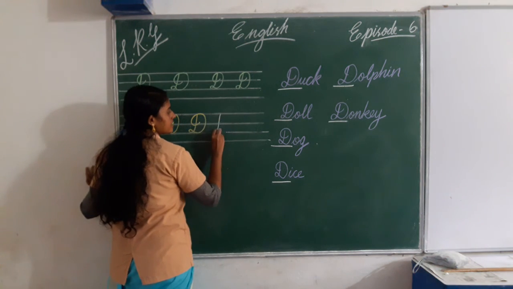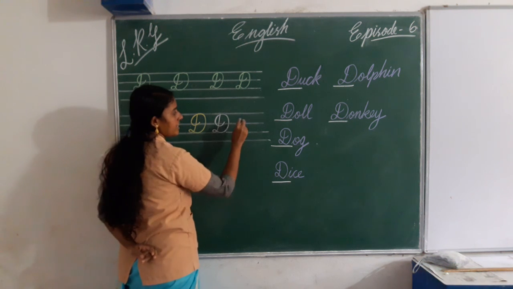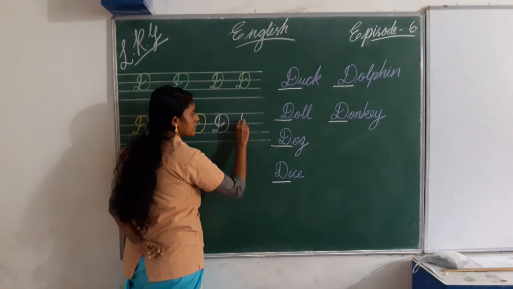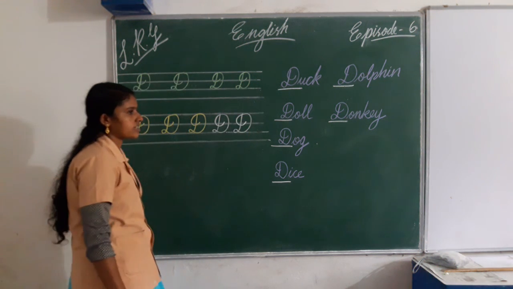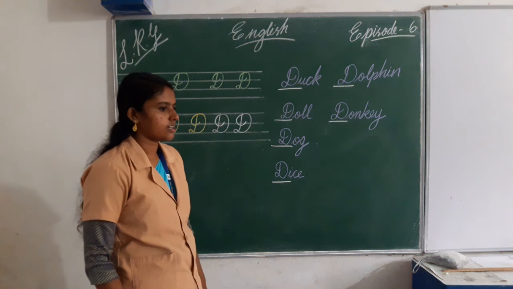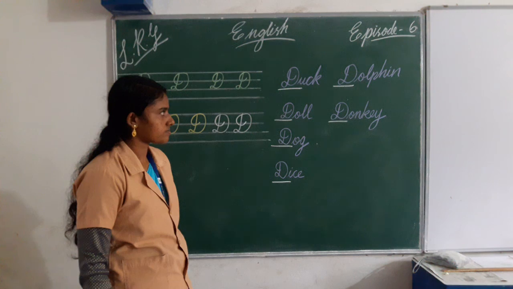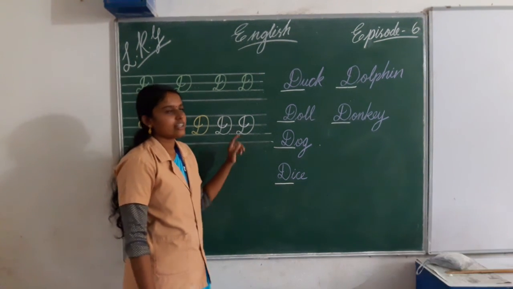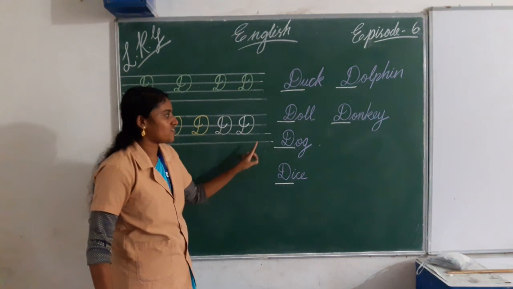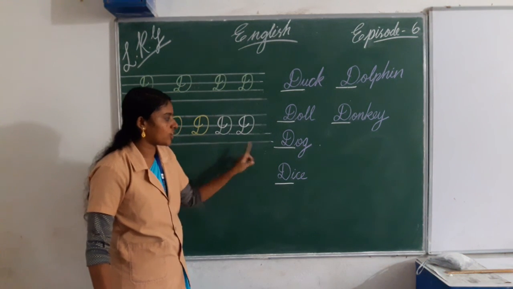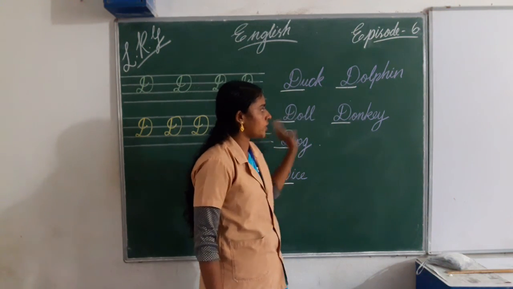How should I write D? Listen. D. Like this. D. D for duck. D for doll. D for dog. D for dice. D for dolphin.